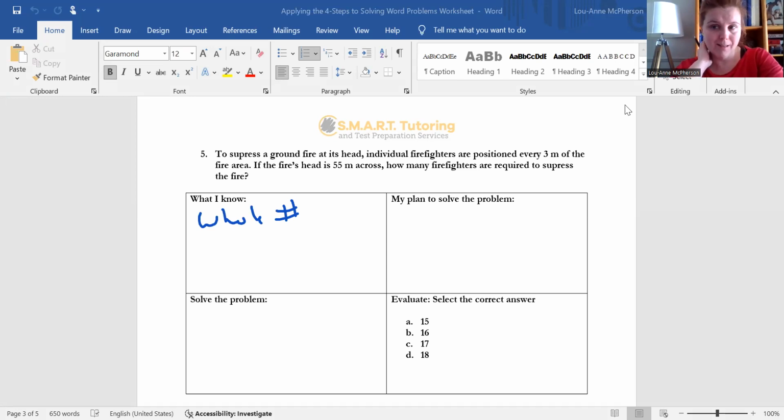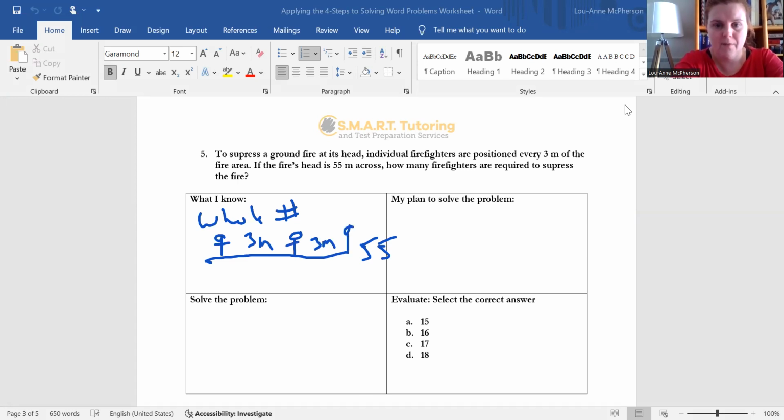Now, it's not necessarily clear what you need to do here. So if you find it difficult to find the operation, try to visually conceptualize what the question is asking you to do. In this case, you've got a fire that's 55 meters across. And to suppress that fire, you have to put people 3 meters apart. And there's our last guy there.